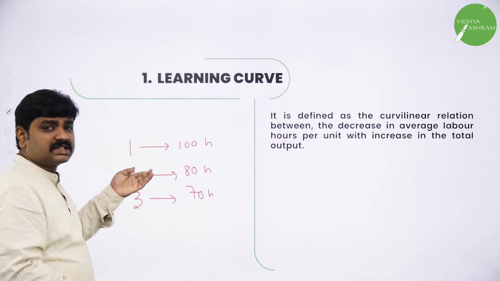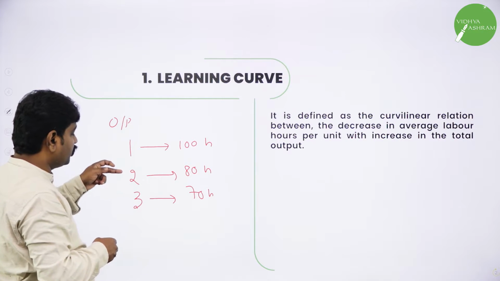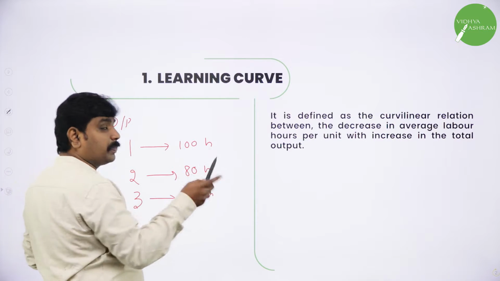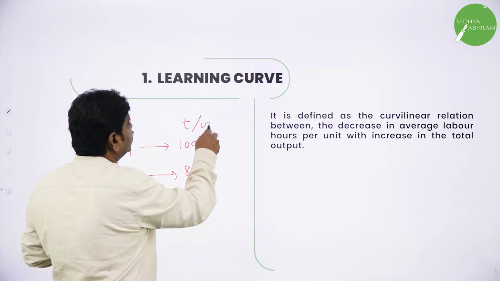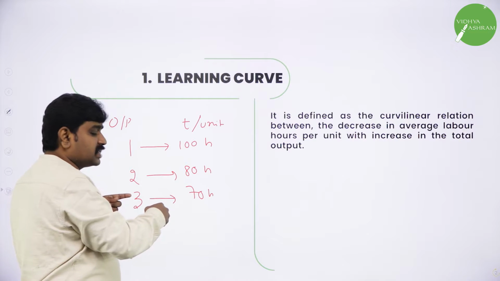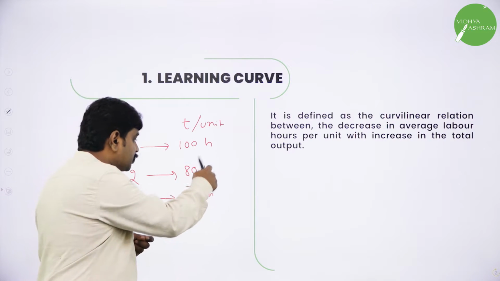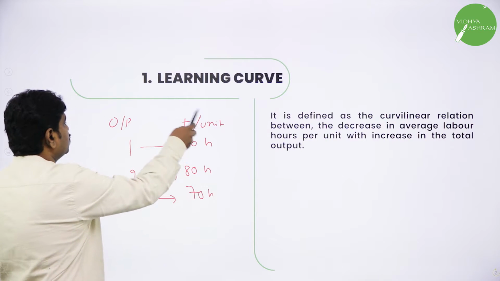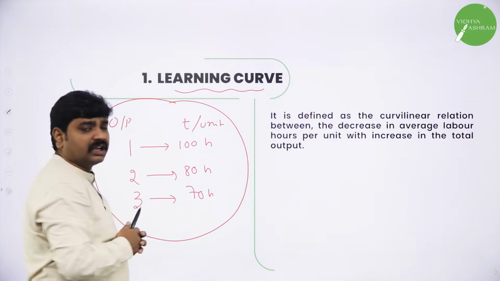You can see that as the output is increasing, 1 unit, 2 units, 3 units, the time taken per unit is decreasing. As the output increases, the time or number of hours per unit is decreasing. When you draw a graph, the graph you get is the learning curve.